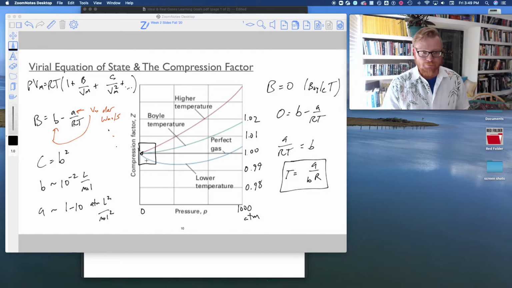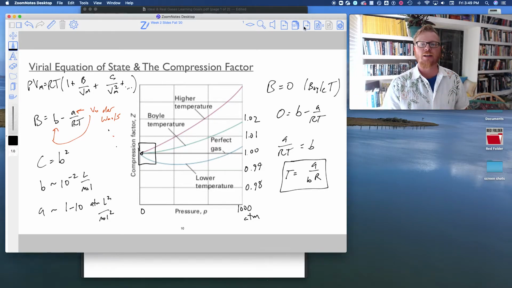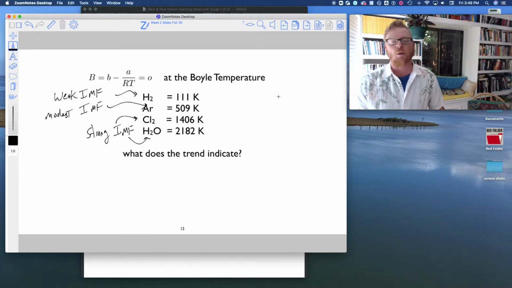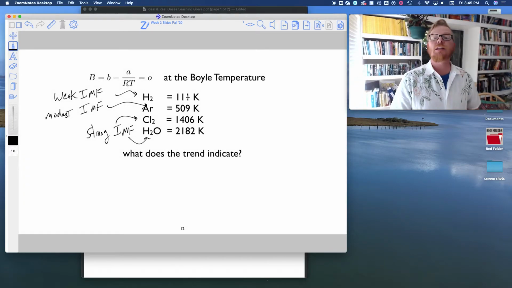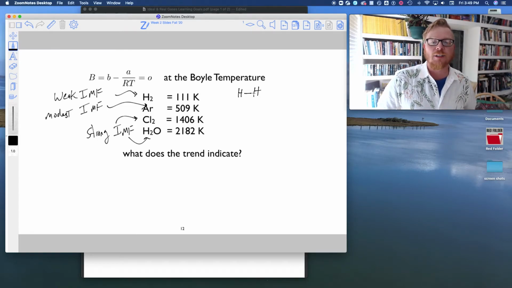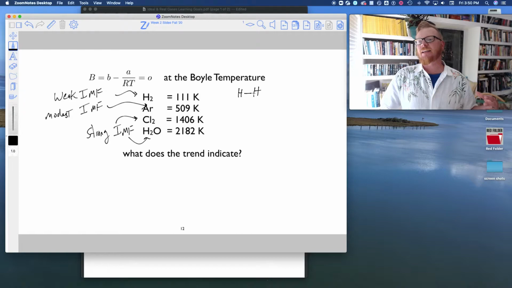Below the Boyle temperature, there's not enough thermal energy for the molecules to overcome their attraction to each other. So they compress, they attract to each other. So now finally, what does this mean for hydrogen, argon, chlorine, water? Well, hydrogen, extremely low Boyle temperature. If we think about hydrogen, just one electron here, one electron here, one proton here, one proton here. There's not a lot of electron density in this molecule to give it that instantaneous induced dipole that's going to allow it to attract to other hydrogens.